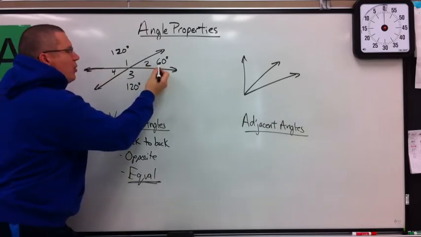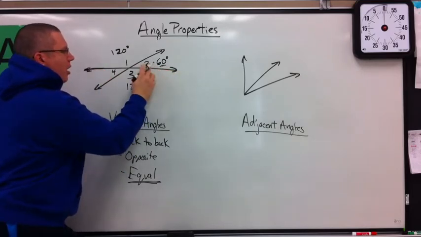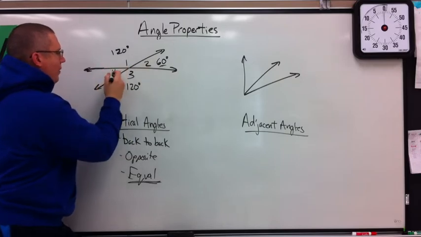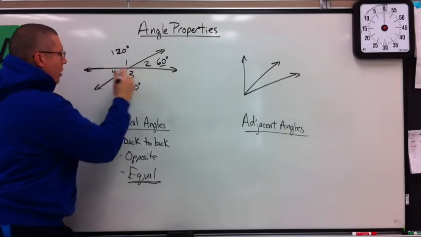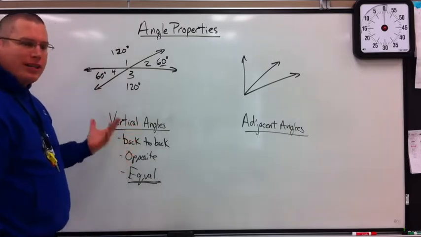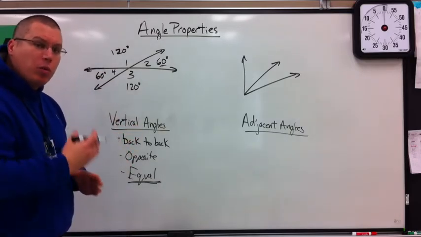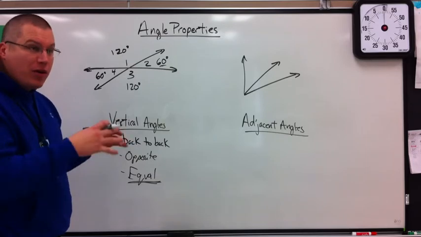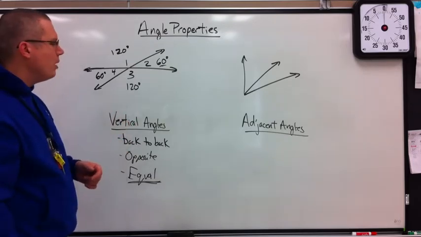Oh, so if angle 2 is worth 60 degrees, what's the opposite or the flip of that? Angle 4 would also be 60 degrees. So that's how vertical angles work. It helps, it's a property, it's a rule. It's something that helps us figure out a bigger problem later.